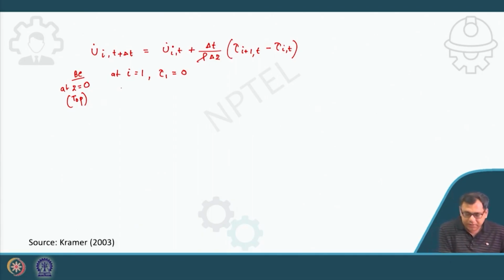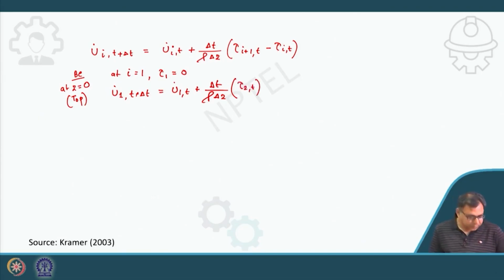So, if I put that boundary condition, that at the boundary shear stress tau is 0, then u dot i equal to 1 at t plus del t will be equal to u1 dot at t plus del t divided by rho del z into tau 1, which is 0. So, it will be only tau 2 at t. So, this is one boundary condition.